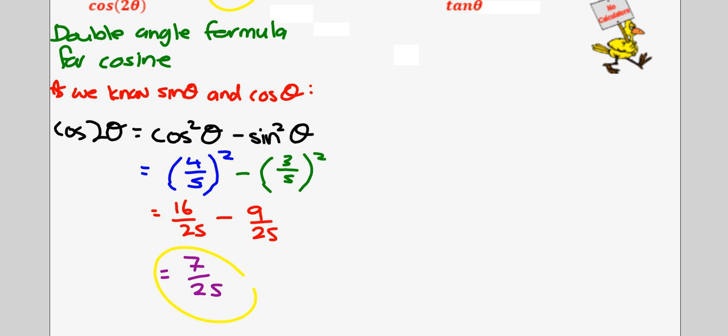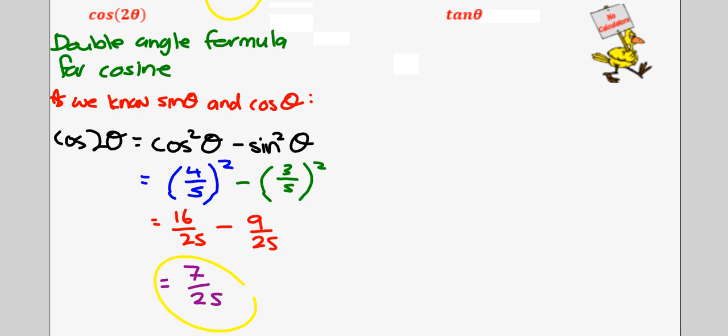But if you only knew cos, you would use the cos version 1. If you only knew sine, you would use the sine version 1, because it's faster. And then tan theta. In quadrant 1, is tan positive or negative? Positive, because it's sine over cos, and sine is positive, cos is positive.